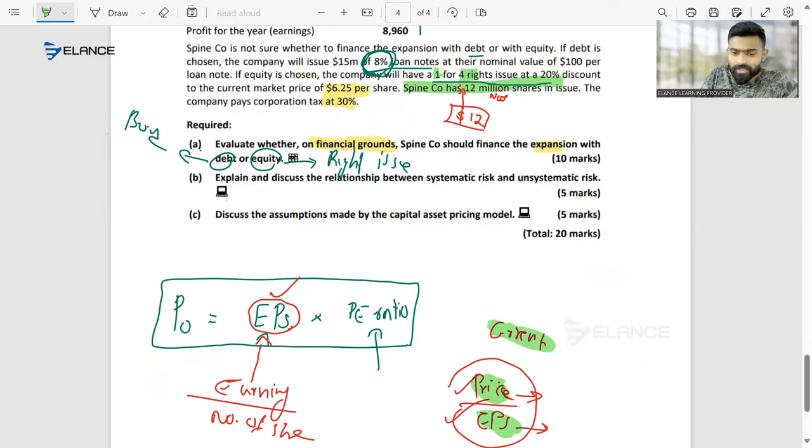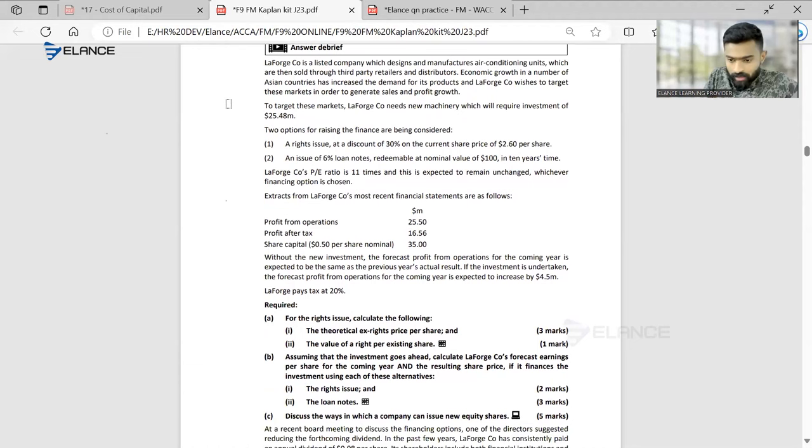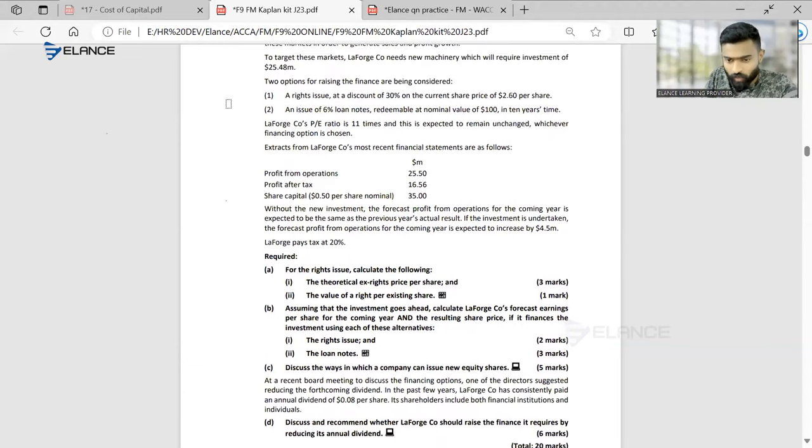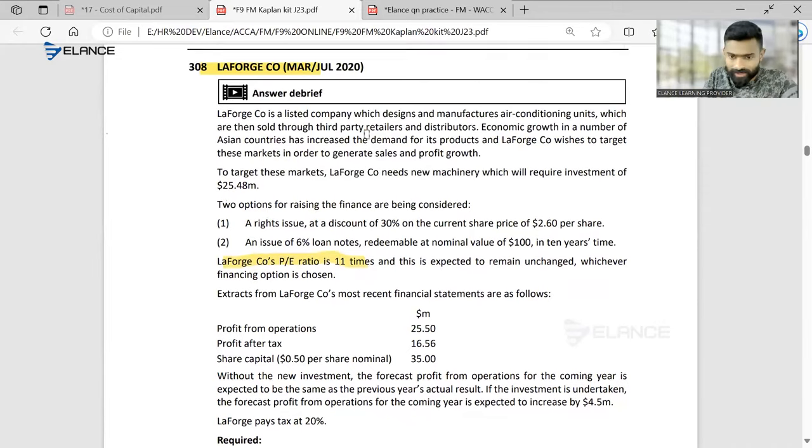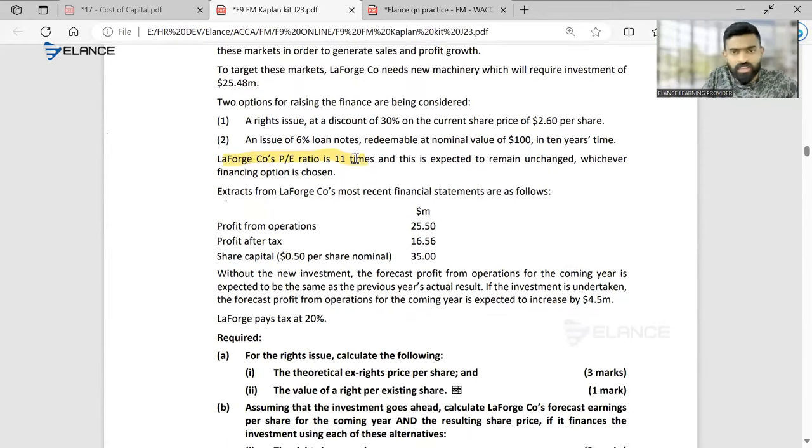See, in most questions, like I said, there is a similar question, Lafarge. You can see here that Lafarge's current PE ratio is 11 times. This is not our question, this is another similar type of question. And it is assumed that the current relationship between price and earnings, the PE ratio, is unchanged. Whether we go for equity, debt, rights issue, or loan note, the current PE ratio is assumed to remain the same.